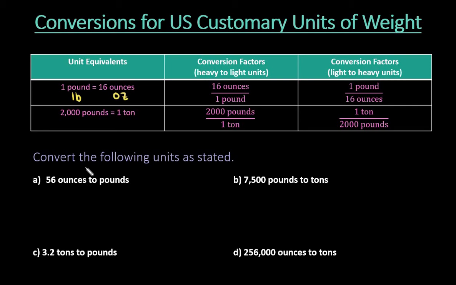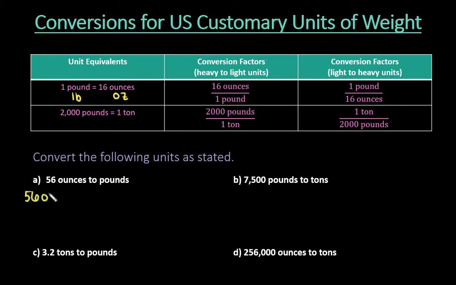All right, so with this, if we're going from heavy to light units, we're going to do it this way because we would want the pounds or the tons to cancel out. If we are going from a lighter to a heavier unit, then you would want the lighter weight on the bottom to cancel it out. Okay, so let's get started with the first one.